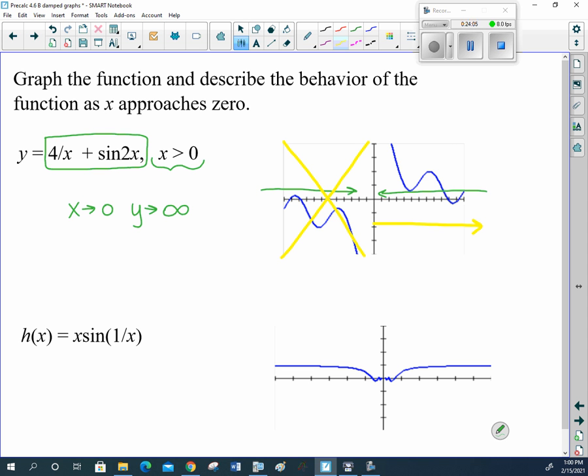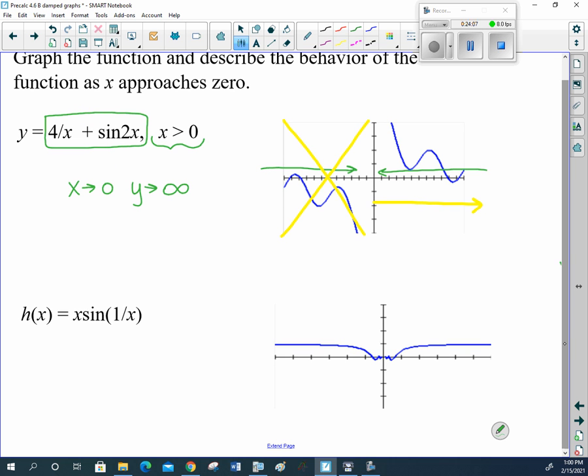Now, if you look at the bottom one, there's no domain restriction on this. So once again, x can come from this direction or this direction, but I don't think it really matters which direction. As x goes to 0, what's happening to the y value? If you look right here, it's kind of bouncing, but it's getting to 0. It gets smaller and smaller to 0. So as x goes to 0, y goes to 0.